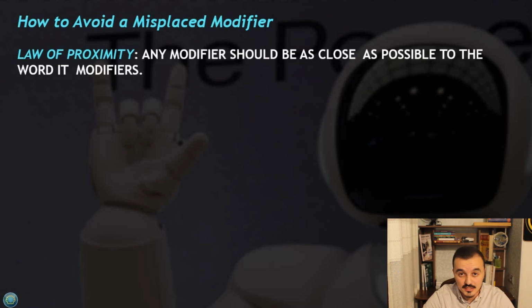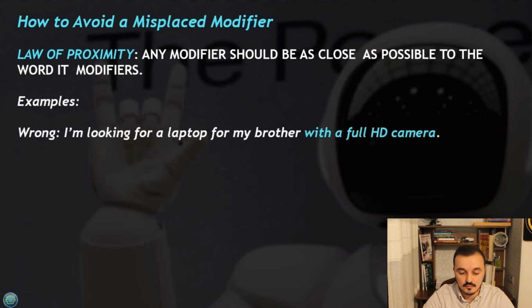How to avoid a misplaced modifier? To do that, we have to apply the law of proximity. Any modifier should be as close as possible to the word it modifies. For example, I'm looking for a laptop for my brother with a full HD camera. With a full HD camera? My brother with a full HD camera? It doesn't sound okay. It doesn't make any sense. Obviously, with a full HD camera, it's about the laptop.